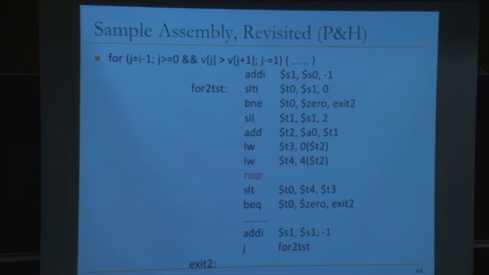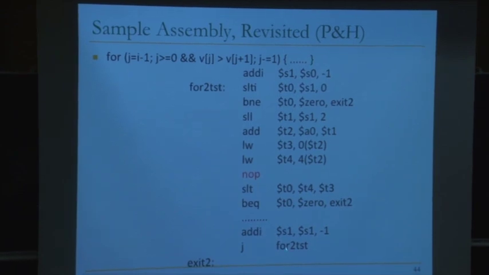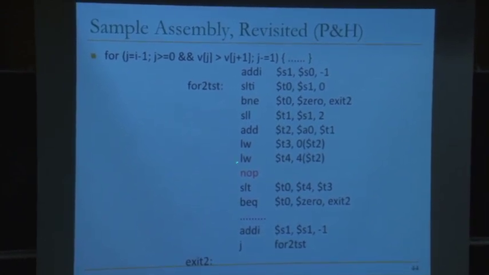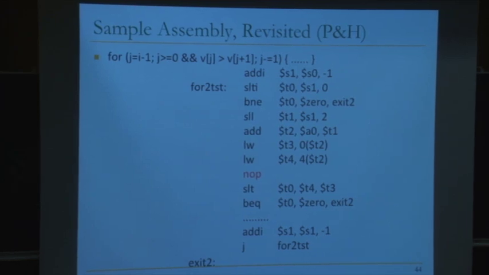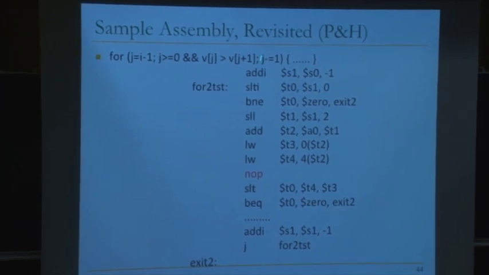Okay, so if you revisit the assembly with lots of stalls, and if you do data forwarding in this assembly, as we've described, you only need a no-op after the load. The only data dependency you cannot eliminate with this forwarding is this load to SLT dependency. Okay? And you can look at that.